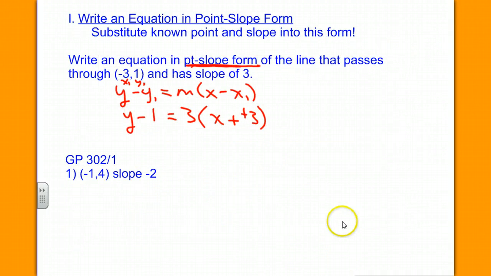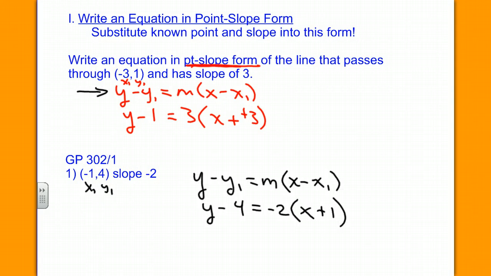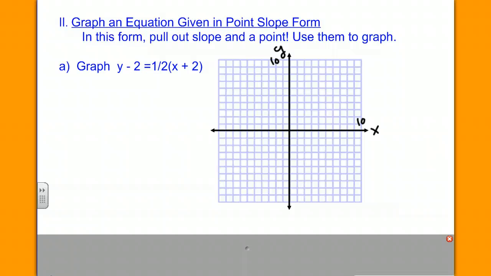All right, here. Write the equation for this given point and slope, and write the equation in point slope form. Very good. So we simply substitute the point and the slope into point slope form. Okay, how about graphing an equation that's given to us in point slope form?